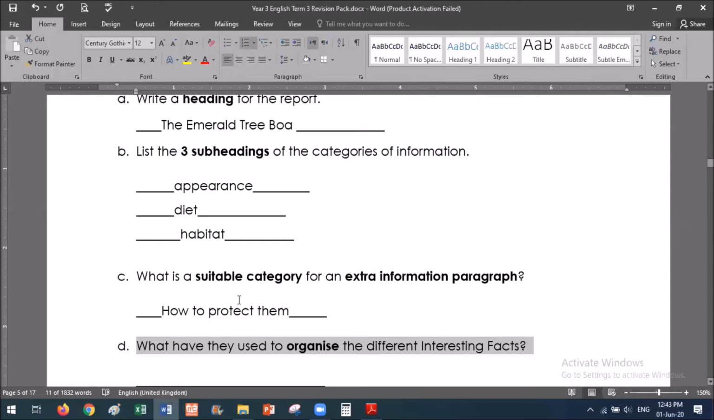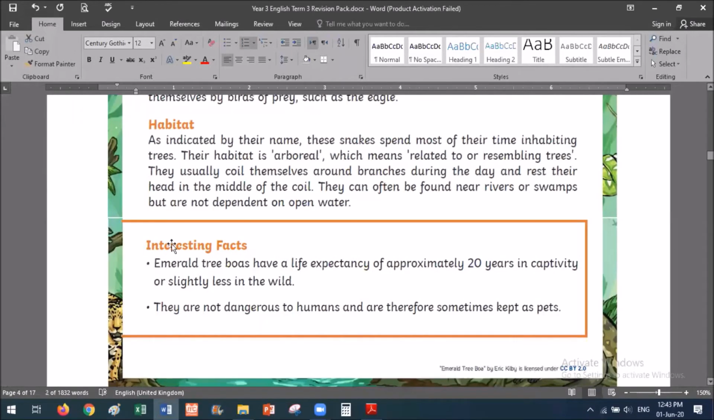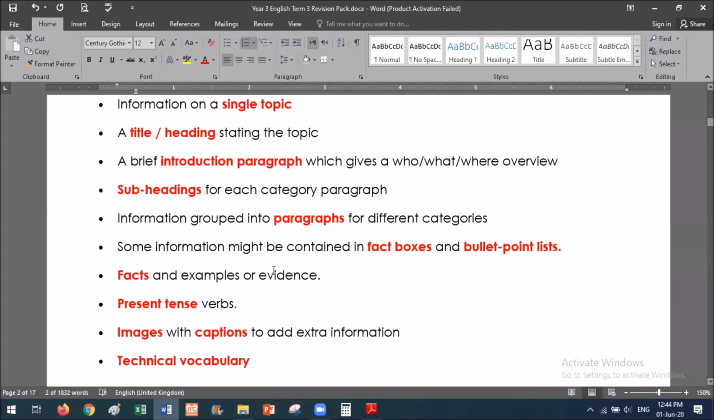What have they used to organize the different interesting facts? Okay, let's have a look at the interesting facts. Oh, they use something at the beginning, Jada. These little dots. What are they called, the little dots, to help us organize it? Have a look here. What have they used to help organize it in the facts box? Bullet points. Bullet points, exactly, Jada.